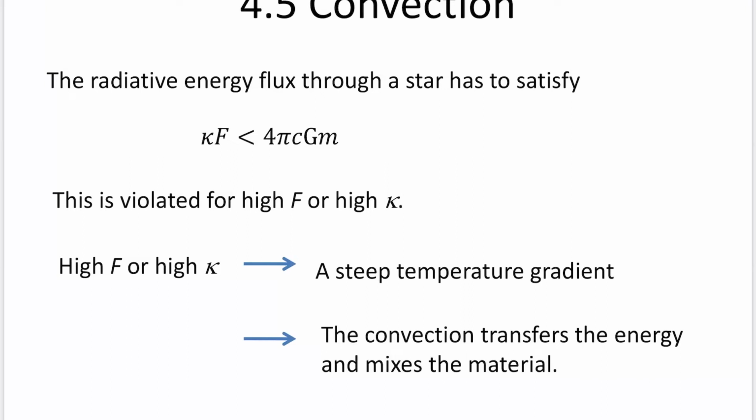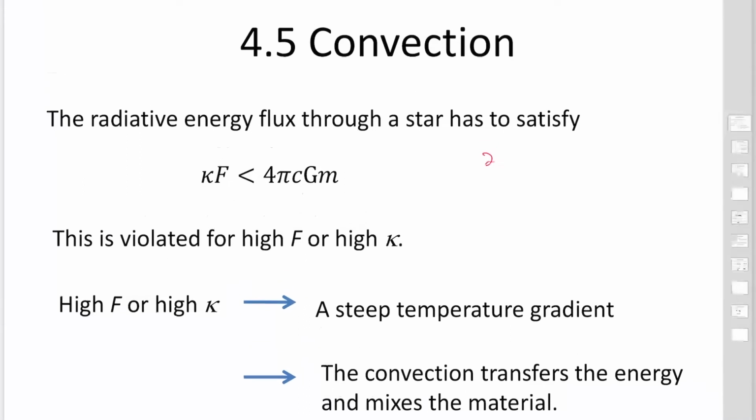In this section, we are going to study convection, one of the methods to transfer energy from inside to the outside in stars. When we study the Eddington luminosity, we obtain this relation: ∂P_rad/∂P, the ratio of radiation pressure to total pressure, is equal to κF over 4πcGM.